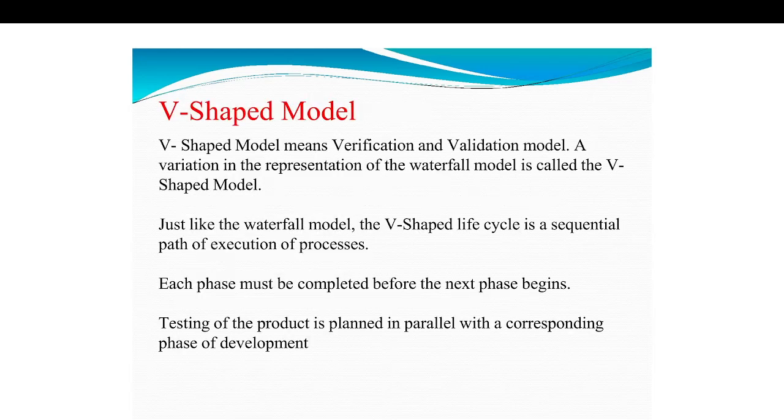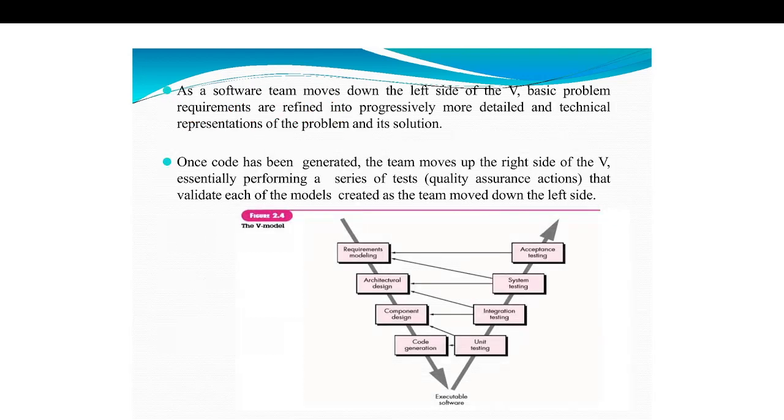Next, the V-shaped model. The V-shaped model means the verification and validation model. A variation in the representation of the waterfall model is called the V-shaped model. Just like the waterfall model, the V-shaped life cycle is a sequential path of execution of processes. Each phase must be completed before the next phase begins. Testing of the product is planned in parallel with the corresponding phase of development.